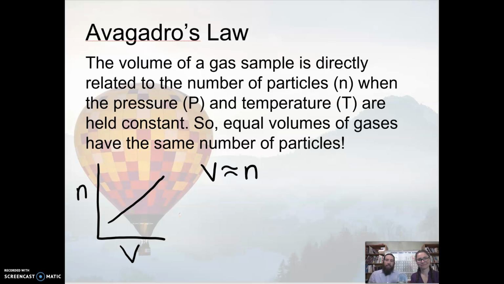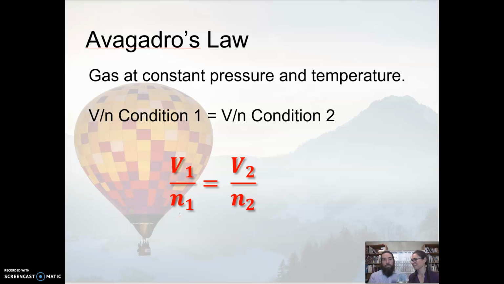Avogadro also had a law that he applied to gases, and it's no surprise that he was concerned with the number of particles. You remember Avogadro's number. What he realized is that the volume of gas is directly related to the number of particles. If there's no particles, no gas, there's no volume. If there's lots of gas, there's bigger volume. So it seems rather intuitive, but I guess it was a big enough discovery to make a law.